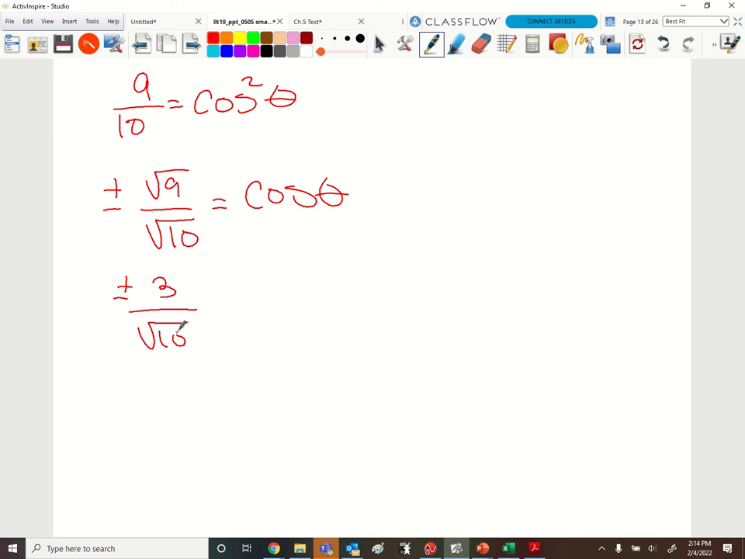But wait. No, it's less. We're kind of done. What does cosine represent? X over r. So my x value is going to be plus or minus 3, right? I'm going to go back to the front page to explain this one. Y value is, I don't know yet, but r value is radical 10.